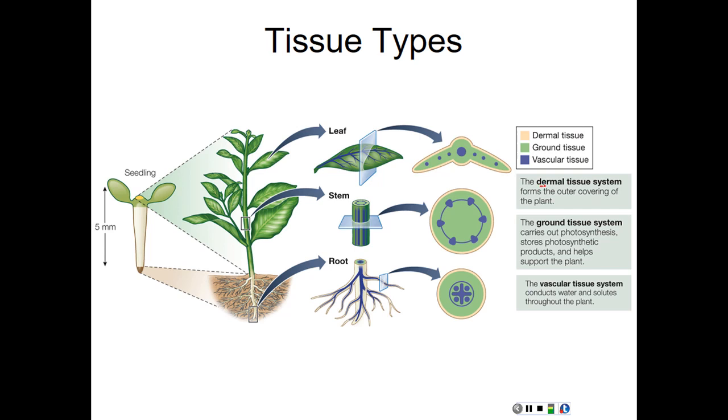There is the dermal tissue system, which forms the outer covering of the plant. The ground tissue system, which is going to have a number of roles, including supporting the plant, carrying out photosynthesis, and storage, actually storing some of these photosynthetic products. So it has a storage role, a photosynthesis role, and a support role. And then we also have the vascular tissue system, which is responsible for being the tubing that will conduct water and solutes like nutrients or sugars that we made in photosynthesis around the plant.